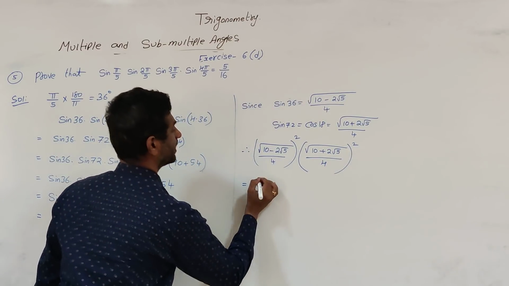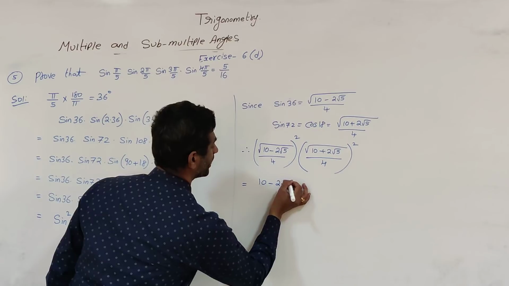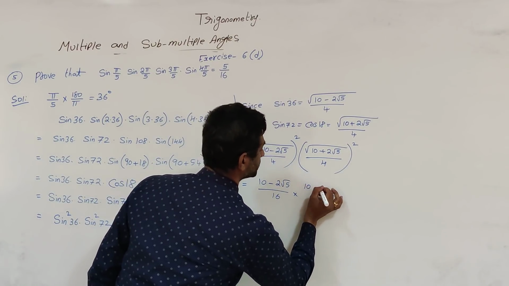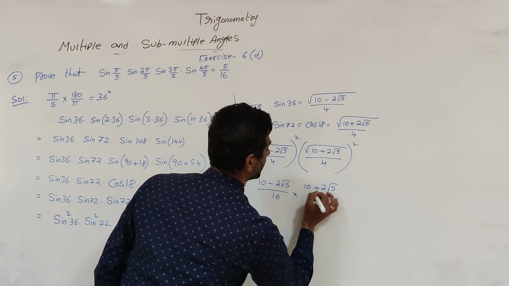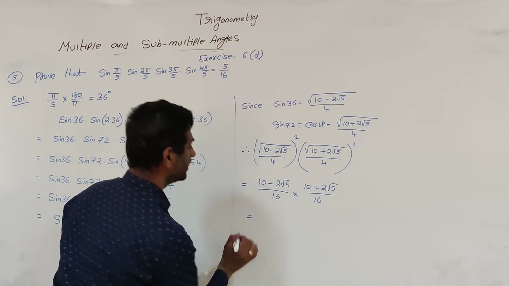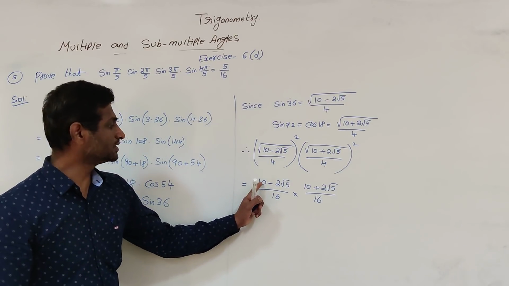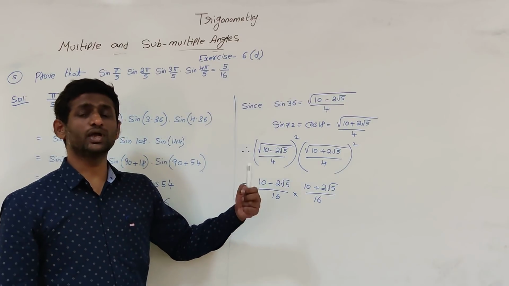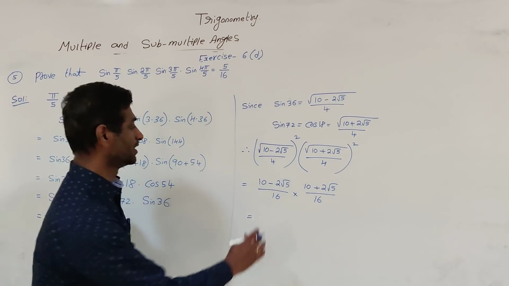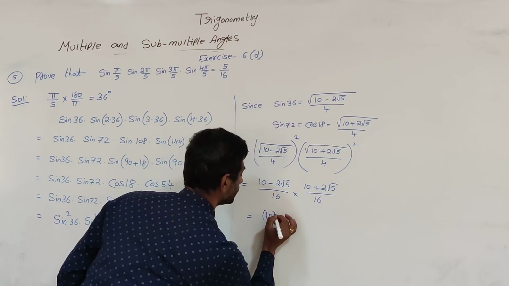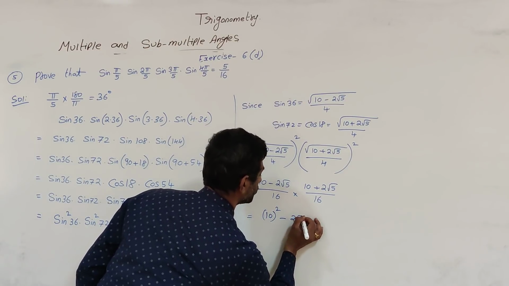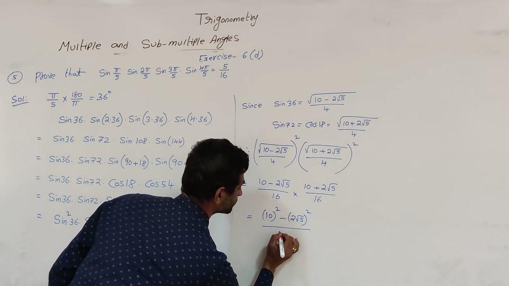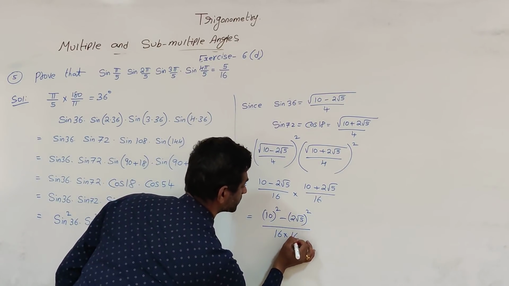If you simplify, it will be 10 minus 2 root 5 by 16 into 10 plus 2 root 5 by 16. Again, if you observe, it is in the form of x minus y into x plus y. It gives x square minus y square, means 10 whole square minus 2 root 5 whole square by 16 into 16.